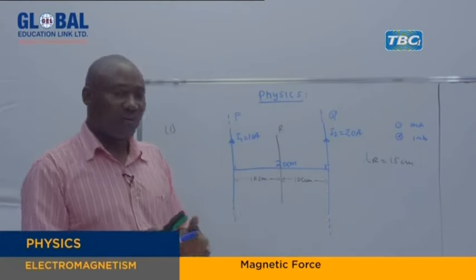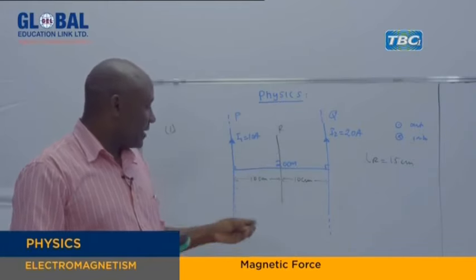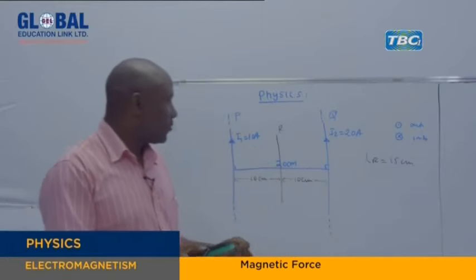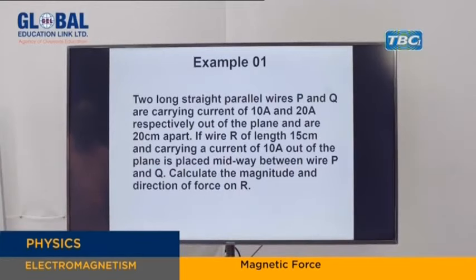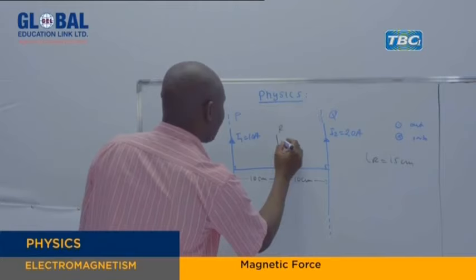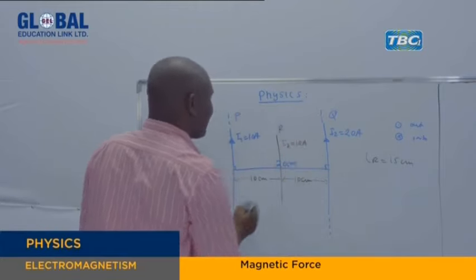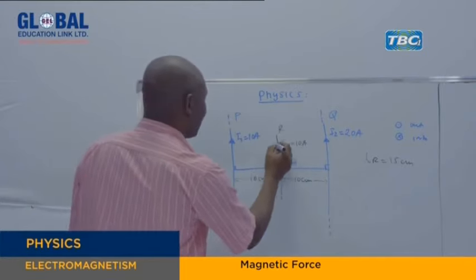Remember, we discussed the forces acting on a conductor, and then we talked about the forces between the 2 conductors. But the question here is asking about the magnitude of the force acting on R, and we should know even the direction. The current here, let's call it current 3, is given as 10 ampere. And this current is also out of the plane, like that.